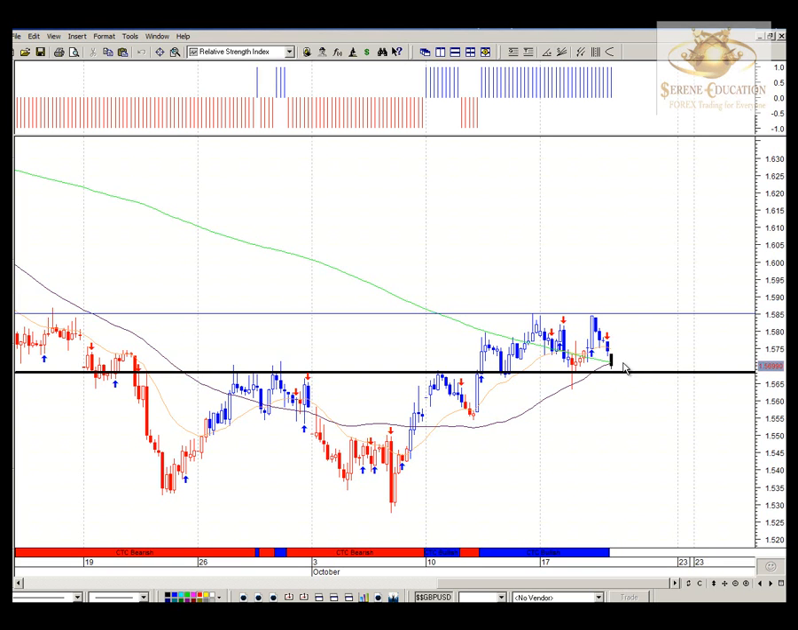So, what do we want to see? Support being forged here, like another hammer for example, and then we could look at 1.5850 as our first potential target. We are still trading, as I mentioned on the daily, above the 50% line on the RSI, so relative strength is still looking positive even though we are seeing sideways consolidation.